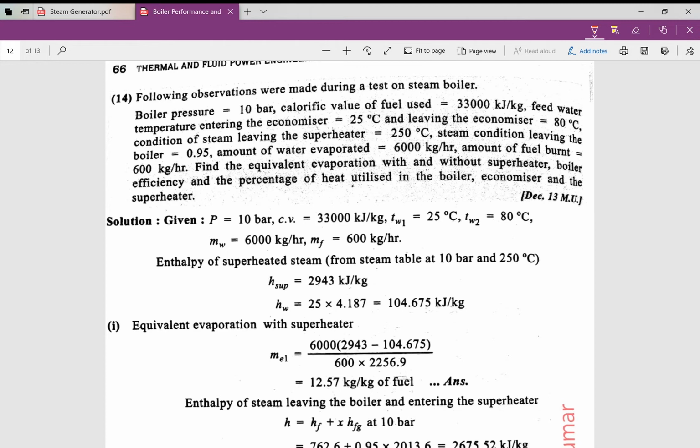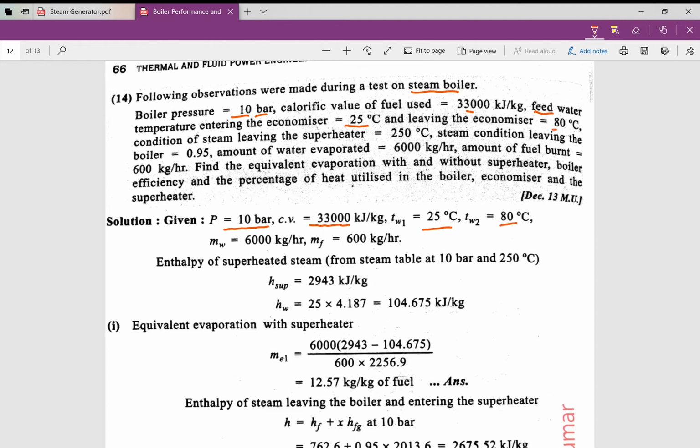Boiler pressure, according to this trial on the steam boiler, is given 10 bar. Calorific value of fuel used is 33,000 kilojoule per kg. At the same time, I am mentioning over here pressure 10 bar, calorific value given this much. Water temperature entering the economizer is 25 degrees centigrade, and leaving the economizer 80 degrees centigrade.